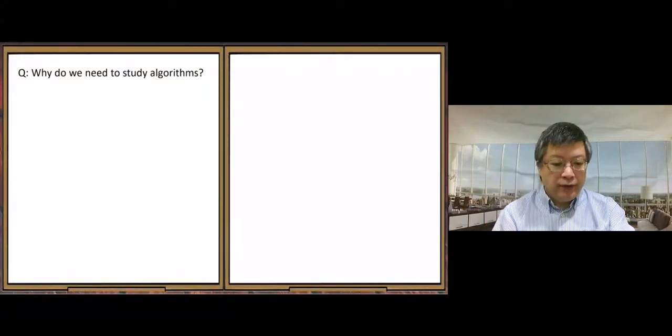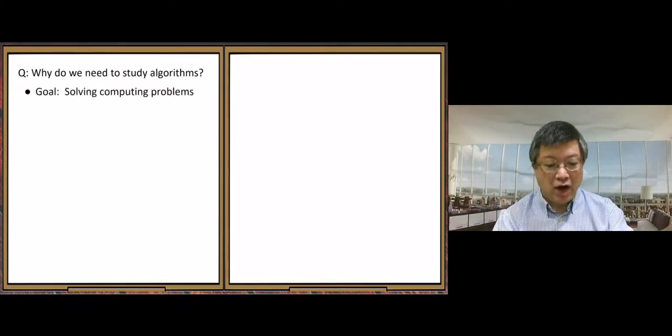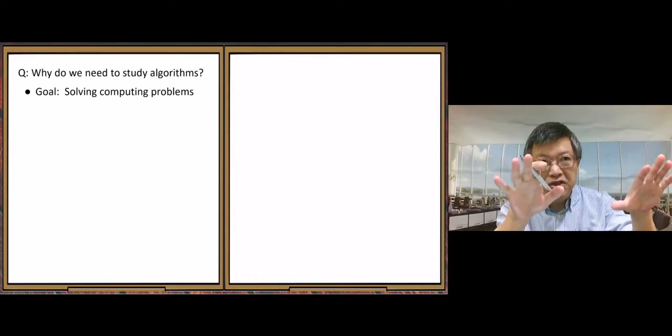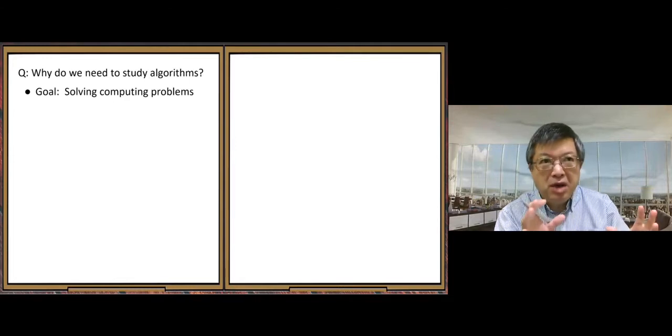All right, first, let's look at this question. Why do we need to study algorithms? This question first. The goal: solving computing problems. Here, what's the meaning of computing problems? Here we like to make it broader, as general as possible. Computing problems: the problems you need to do computation using computers. That kind of problems.